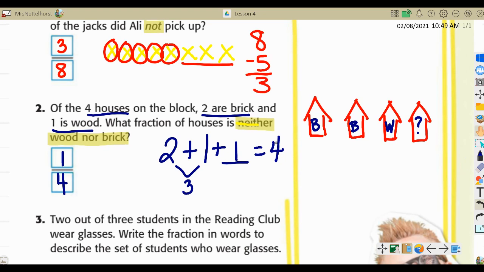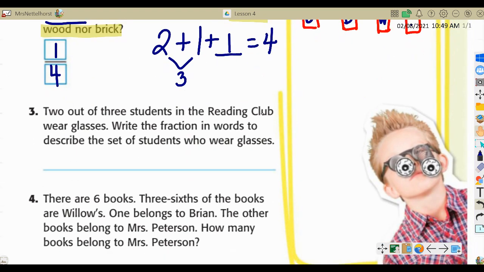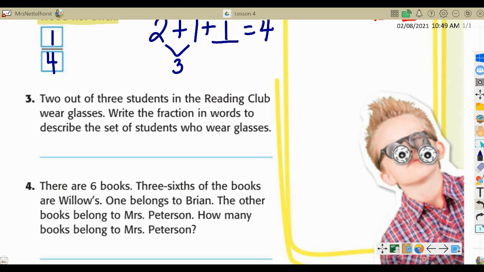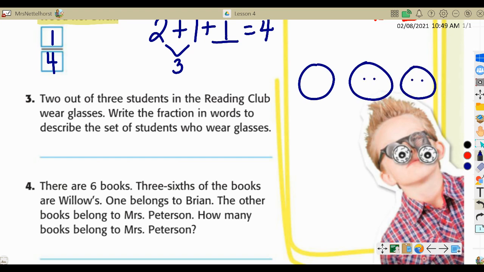Okay, let's scroll up. 2 out of the 3 students in the reading club wear glasses. Write the fraction in words to describe the set of students who wear glasses. So let's write it in numbers first. So I've got 2 out of 3 students. Here's student, student, student. Okay, and 2 of them wear glasses. So here's glasses, glasses. All smiling because we're all happy whether we wear glasses or not.